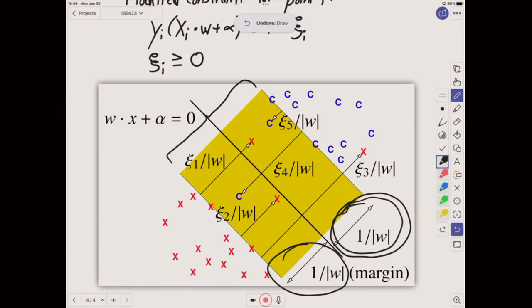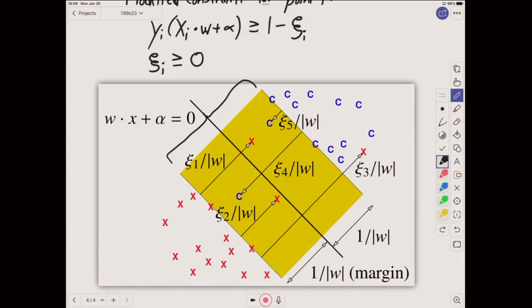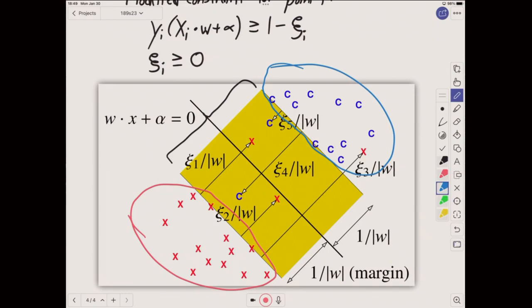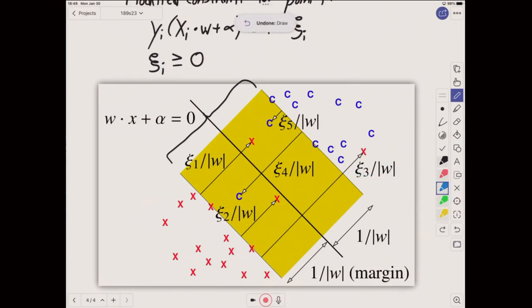Instead, you will see that there are some points that violate the margin. Well, first of all, what are the points that don't violate the margin? All these red X's here are cool, and all these blue C's here are cool. They don't violate the margin. There are two different ways that you can violate the margin. One way is you can be inside the slab.